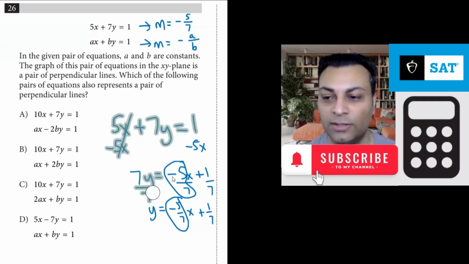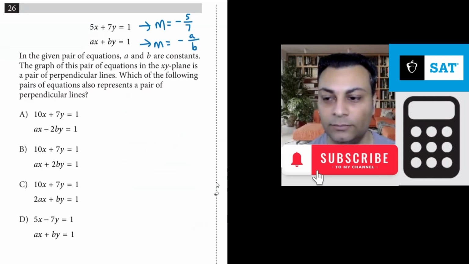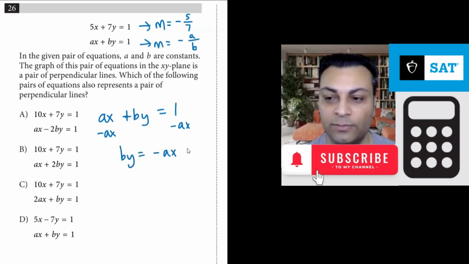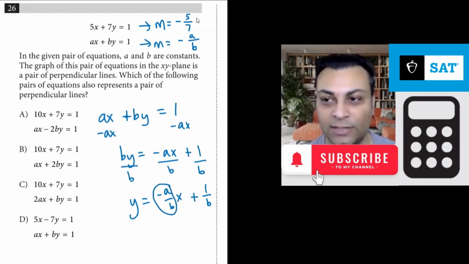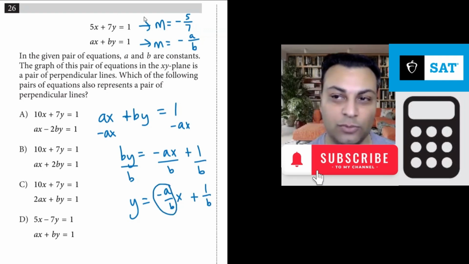So here we go. ax plus by equals 1. You subtract the ax, you subtract the ax. You get by equals minus ax plus 1. And you divide by b. And you get y equals negative a over b, that's our slope, times x, plus 1 over b. That would be the y-intercept, which is irrelevant. Okay, so negative a over b, just like I said up here, negative a over b. So at some point, you just subtract this term over and divide by the coefficient of the y.